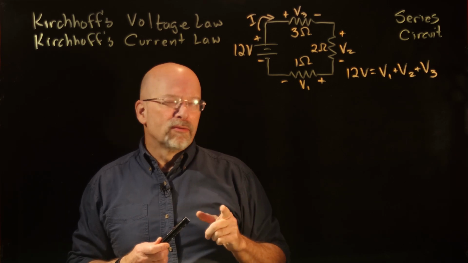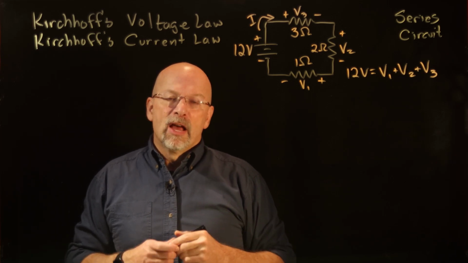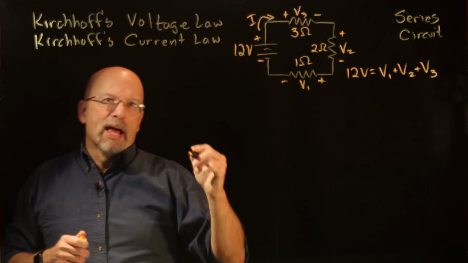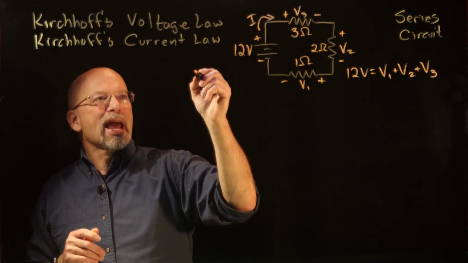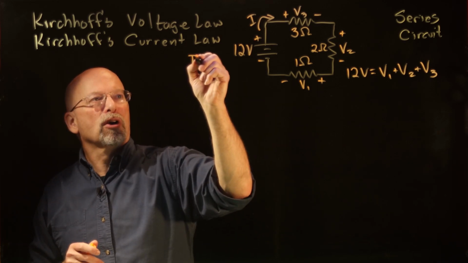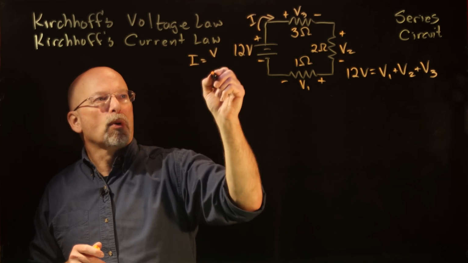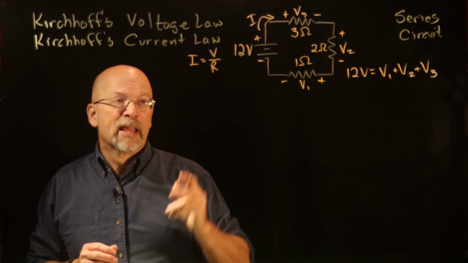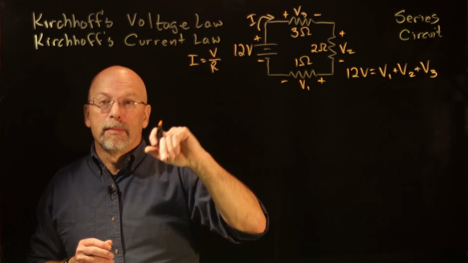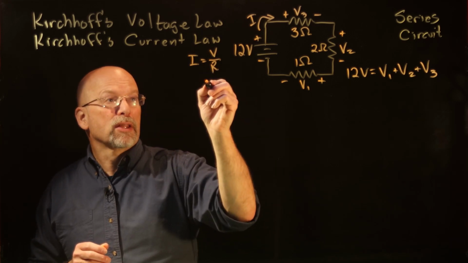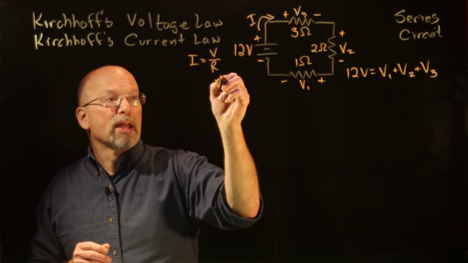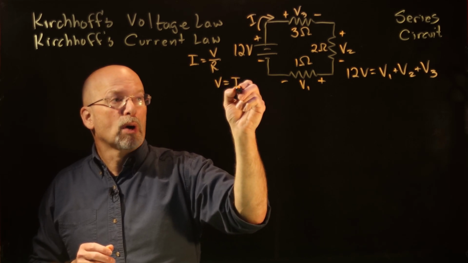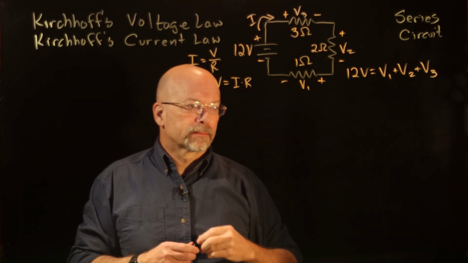What do V1 and V2 and V3 equal? Well, remember Ohm's law from last time. We started out by saying that with Ohm's law, current is directly proportional to voltage, but inversely proportional to resistance. You modify that expression a little by moving resistance to the other side of the equation. Another way of saying that is voltage is equal to I times R.